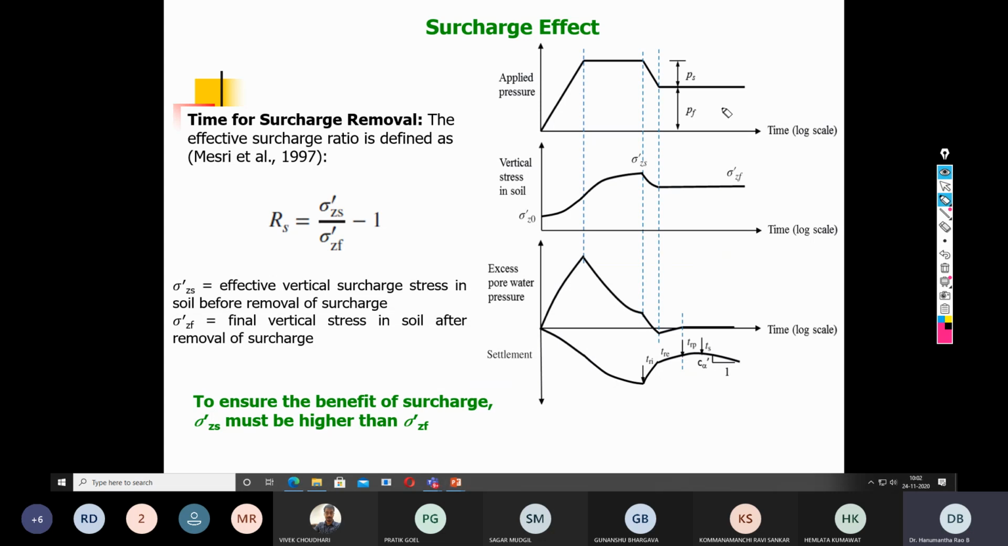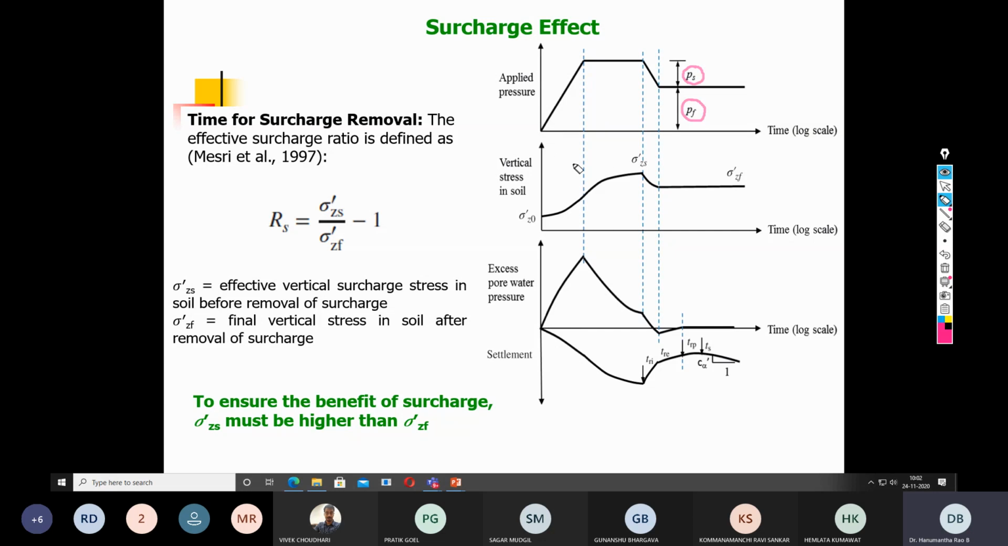If you look carefully, the difference between the maximum applied surcharge load and PF: PF is the amount of load that might come because of the construction of the superstructure. PS means the additional load removed in the form of a surcharge load. So this is applied pressure versus time.